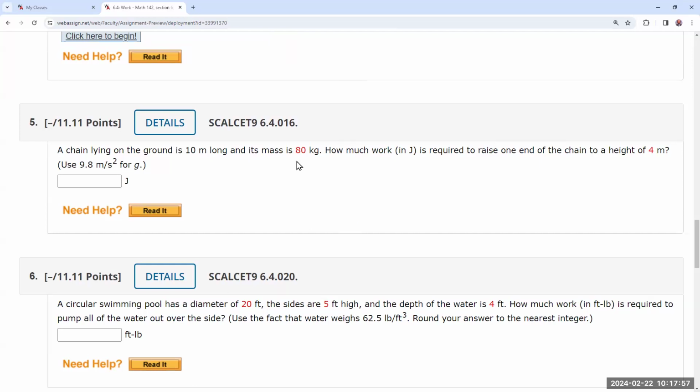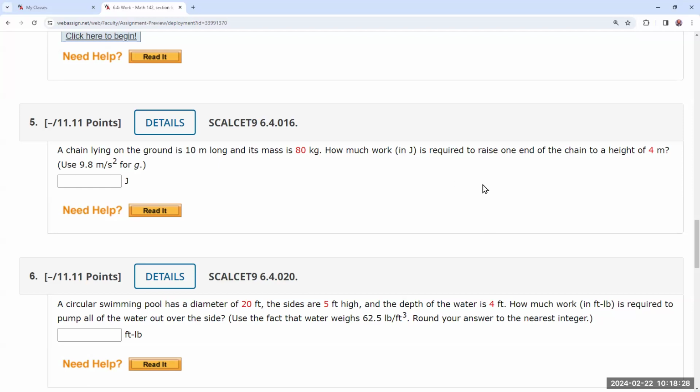Okay, we got a chain lying on the ground 10 meters long, mass of 80 kilograms. Okay, well, this now gives us 8 kilograms per meter for the linear density of the chain. And how much work is required to raise it to a height of 4 meters? Well, at that point, you could imagine the chain at the final state between 0 and 4. So looking at the final state, every little bit of chain would have been lifted some number of meters between 0 and 4. So here we're going to be integrating between 0 and 4.